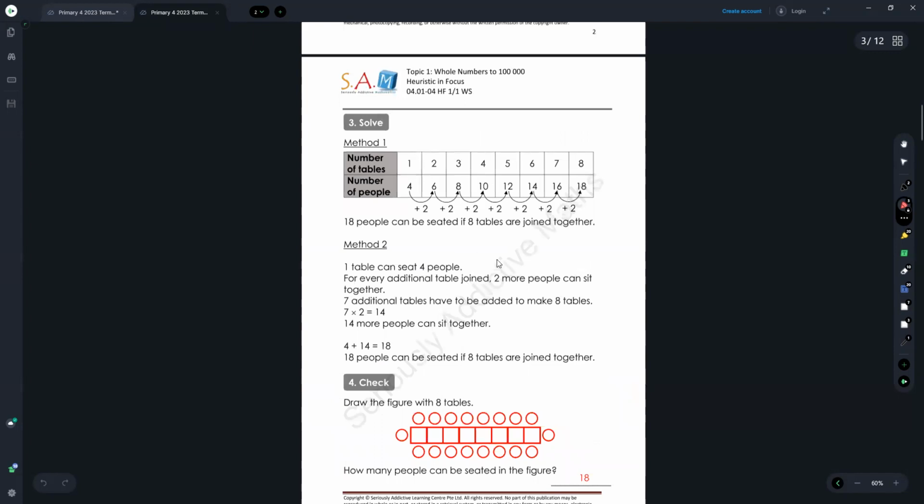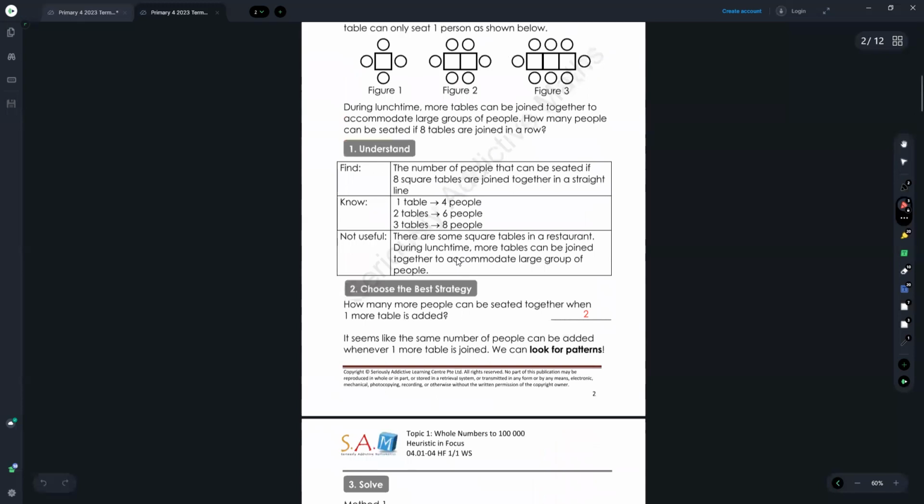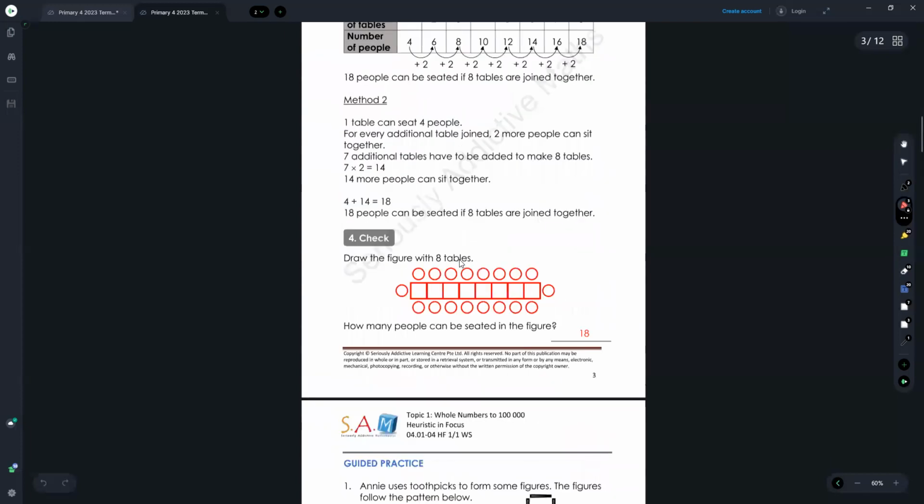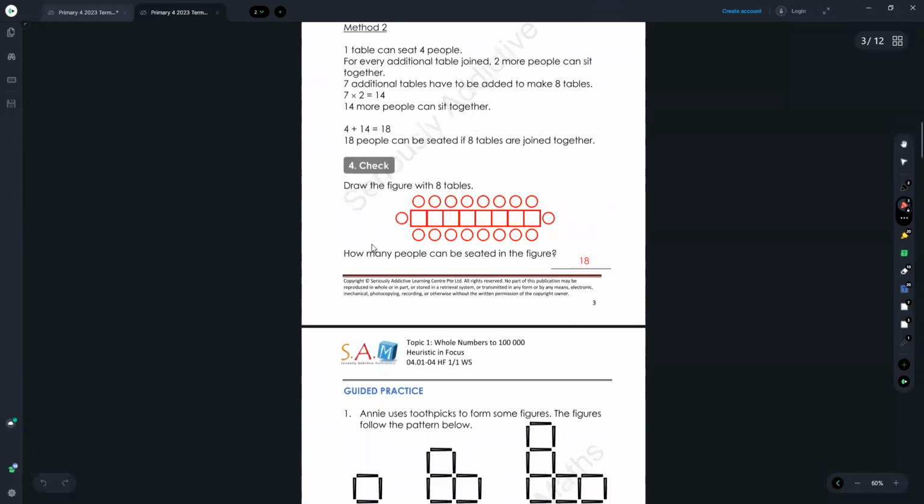Okay, and then based on the pattern, you can see there are 2 methods. One is the right-hand table, but the other way is also to use multiplication to help them. Why is method 2 preferred? What happens if the question is asking about not just 8 tables, but more? They need to know how to do these questions. What if they're asking 22 tables or 53 tables? It'd be quite impossible to draw this kind of table out. So hence method 2 is preferred.